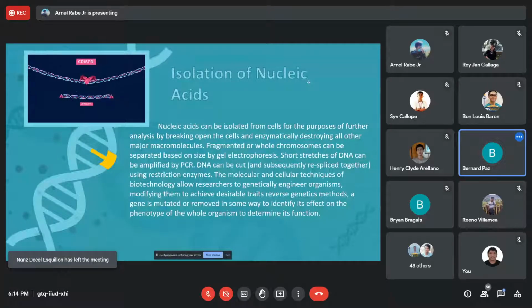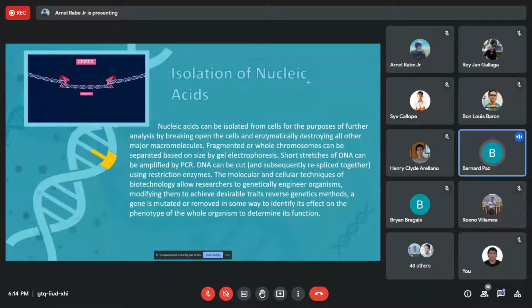In reverse genetic methods, a gene is mutated or removed in some way to identify its effect on the phenotype of the whole organism to determine its function.